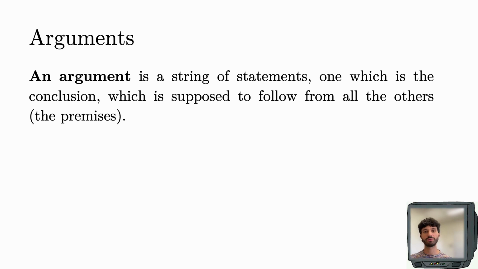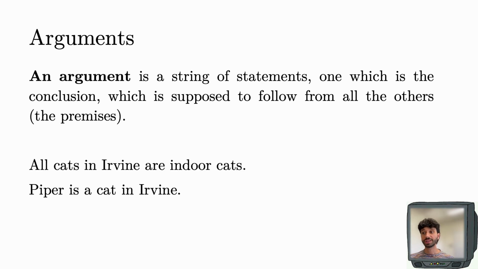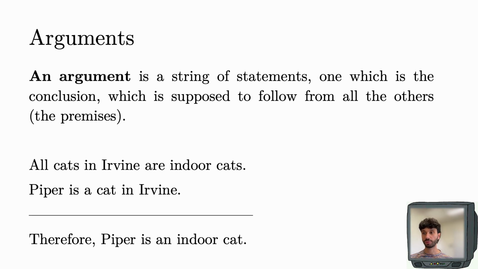Okay, it always helps to look at an example. So suppose we have the following example. All cats in Irvine are indoor cats. Piper is a cat in Irvine. Therefore, Piper is an indoor cat. Now, stop for a second and think, is this a good argument? To figure out if this is a good argument, we have to figure out what the premises of this argument are and what the conclusion is.